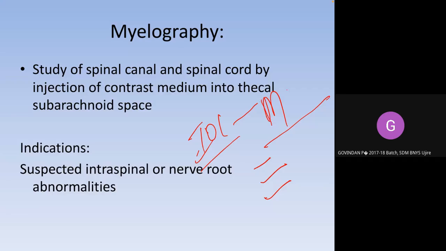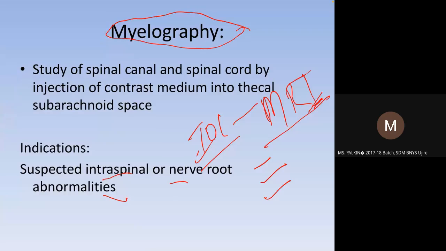MRI. Okay. But why do we know that this person is having an intraspinal or nerve root abnormality? Why are you going to do a myelography? When are you going to do a myelography? Basically, MRI is the best thing to do, but you are still doing a myelography. When can you do that? When do you need to do that?